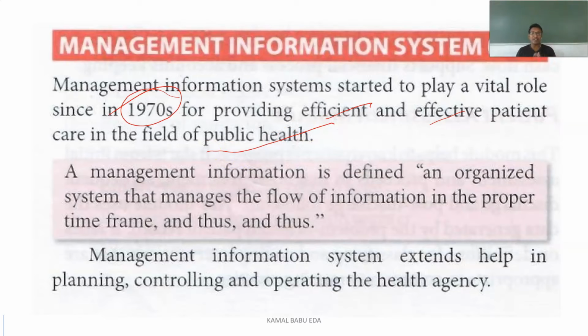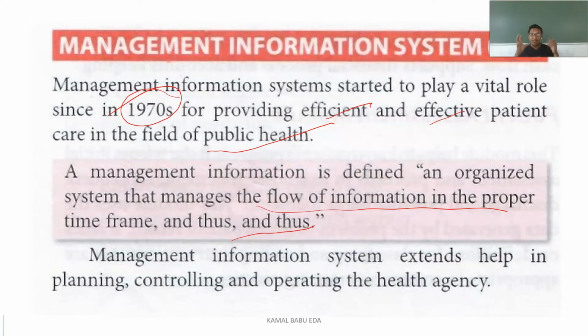Coming to the definition, it is an organized system that manages the flow of information in the proper time frame, which means the information is organized in a proper manner. Whenever you see any kind of information or data in this MIS, you can clearly identify the part which you want. Everything here is organized and arranged in a great manner, so that whenever you see it, you will have an exact idea regarding the matter which you are observing.